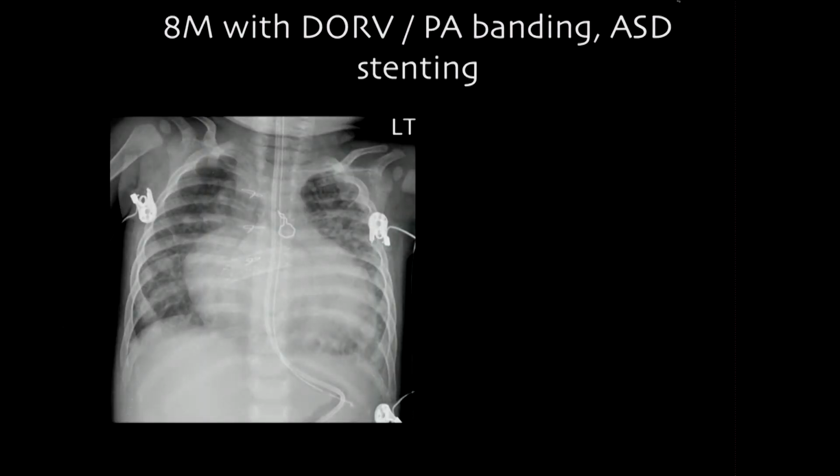This is the ICU, 8 months old with double outlet right ventricle, pulmonary artery banding, and ASD stenting. So is the heart big, or is it pulmonary edema? Can you see here, some lucency here? Branching lucency. Those are not air bronchograms. Air bronchograms should have a very orderly pattern. Proximal should be larger and peripheral should be smaller. Otherwise, it's a bronchiectasis. However, these lucencies do not taper out, okay? So what is this? Pulmonary interstitial emphysema.